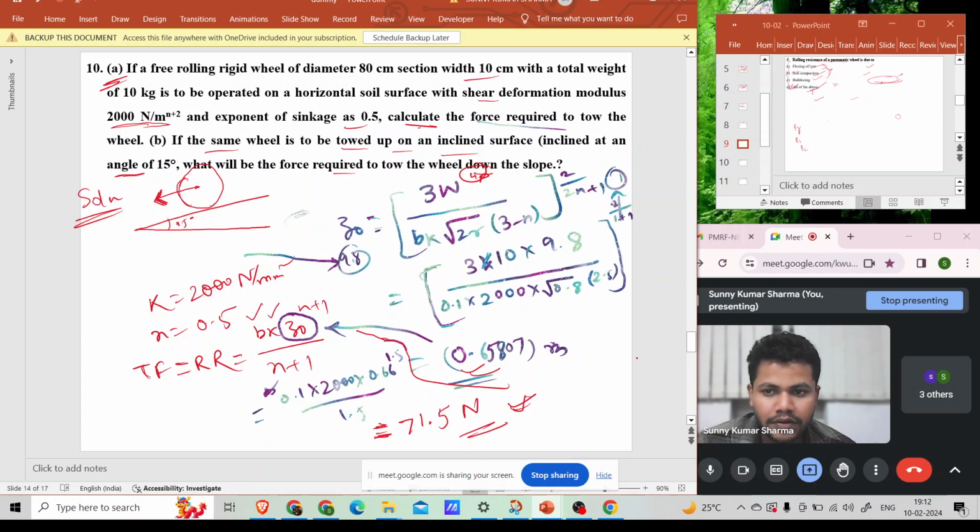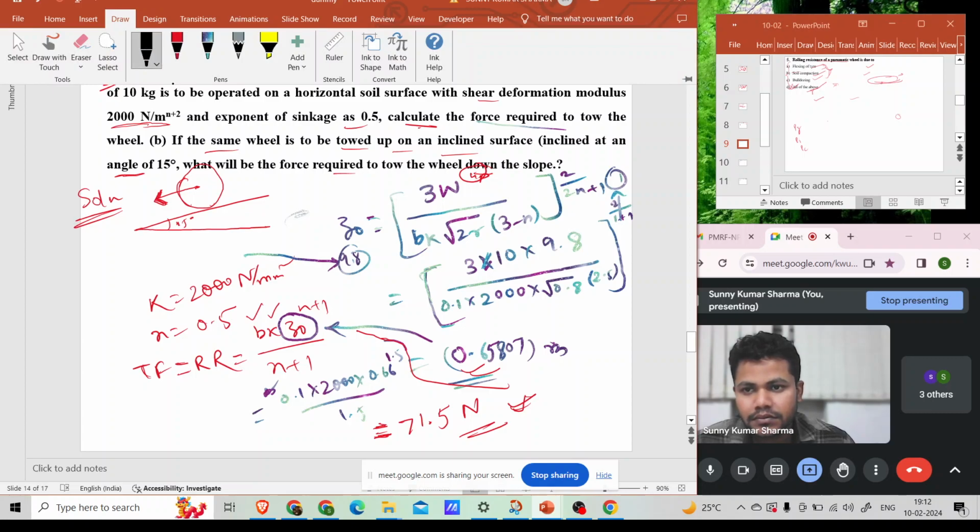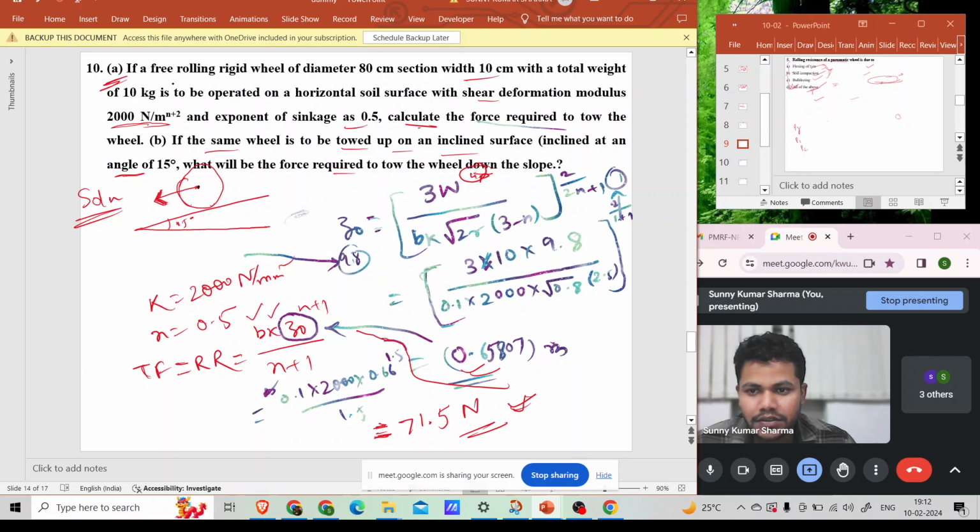You take the gravity in accordance with the distribution. The weight will break into two components. That is, if this is W, this will break as W sine theta and W cos theta. This theta is 15 degrees.